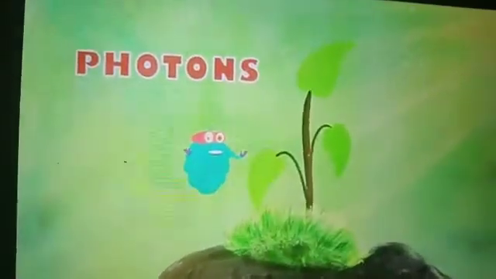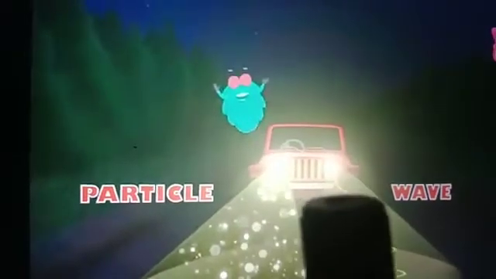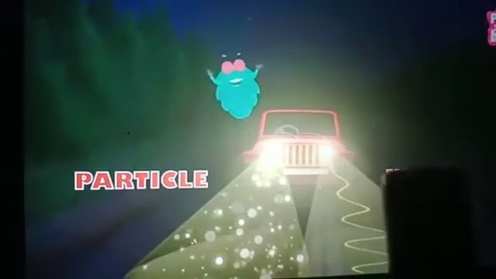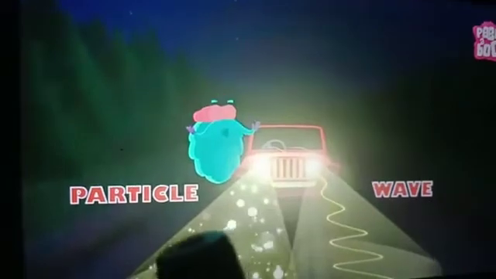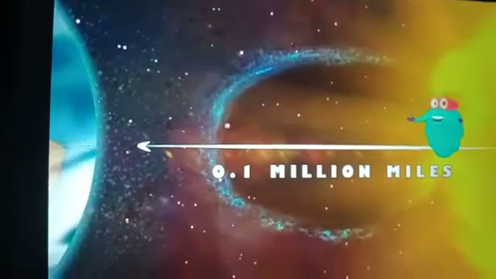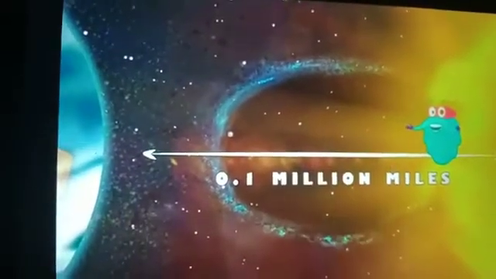Light is a form of energy that is made of photons. A photon is the smallest particle of light. Now we see how light travels. Light is unique and travels both like a particle and in the form of waves, and behaves differently in different kinds of mediums. Light travels faster than anything else we know about.